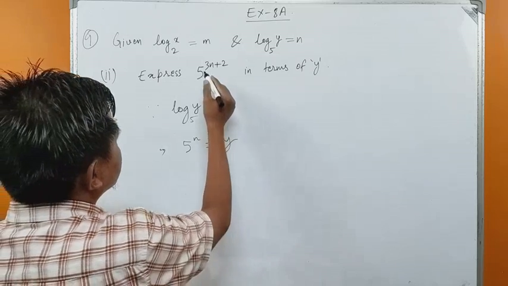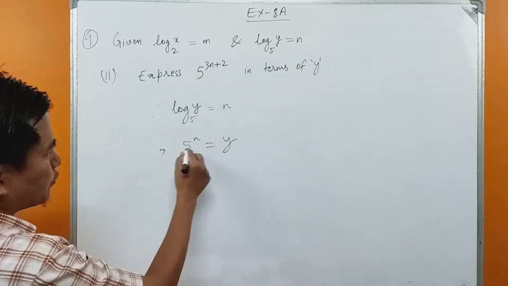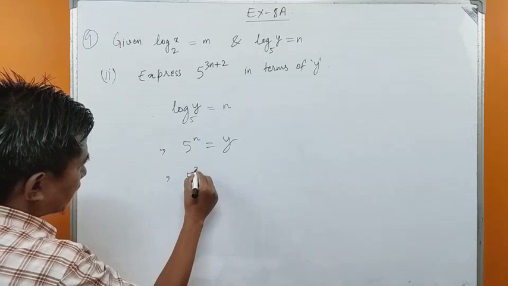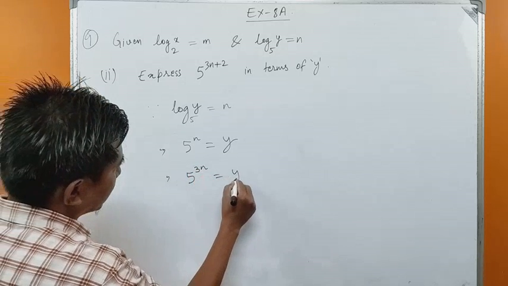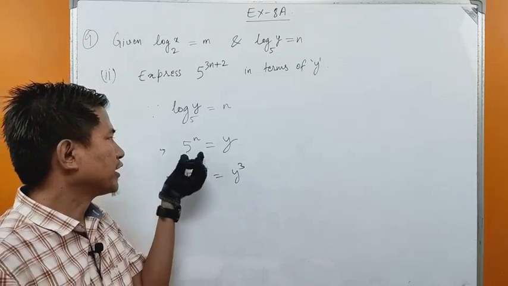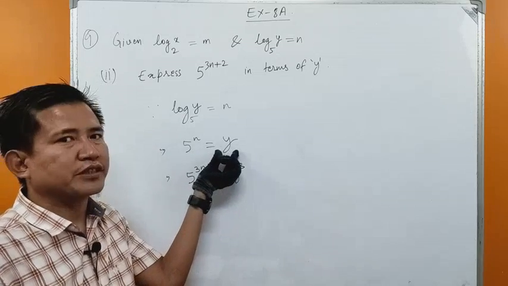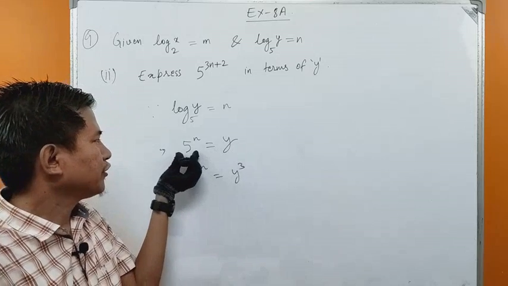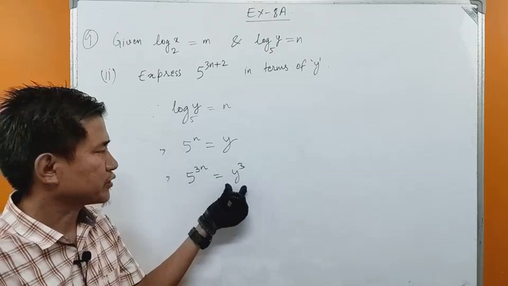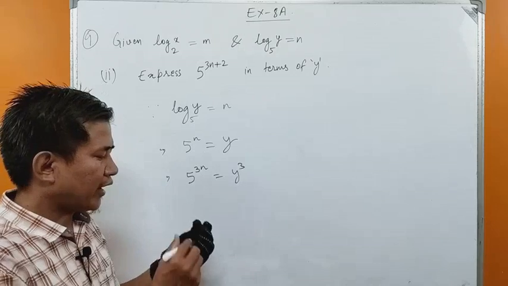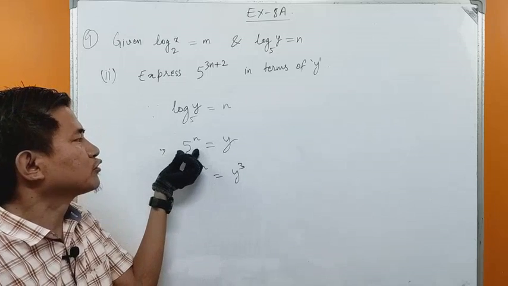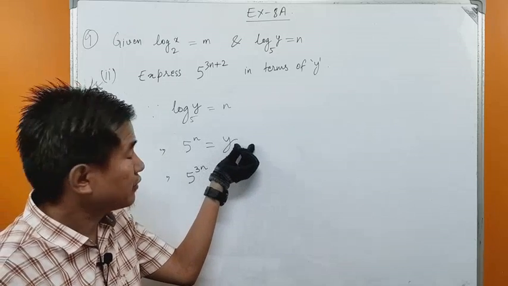Now we need 3n, isn't it? So first we cube both sides, okay, cubing both sides. 5 to the power 3n equals y cube. One thing must be kept in mind: whatever we do in the left hand side must be done in the right hand side as well, okay. If you cube in the left hand side, we must cube in the right hand side. If you square in the left hand side, we must square in the right hand side. If you add 2 in the left hand side, we must add 2 in the right hand side. If you subtract 2 in the left hand side, we must subtract 2 from the right hand side.